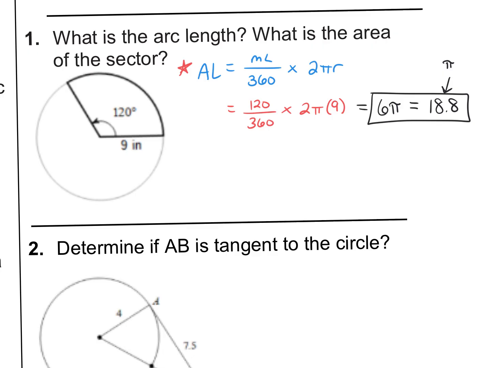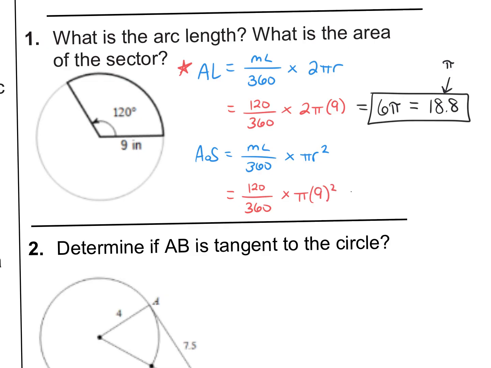Okay. It also wanted what? Area of the sector, okay? The sector that's shaded. So these formulas are very similar. What am I multiplying by now? Pi radius squared. Pi r squared. Yep. So what is my angle measure still? 120 out of 360 times pi. What's the radius? 9 squared.